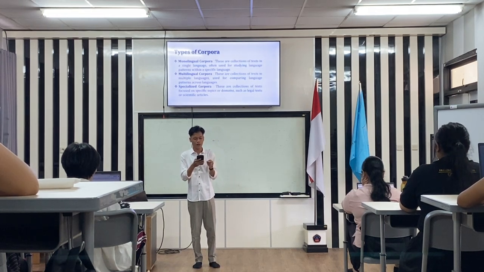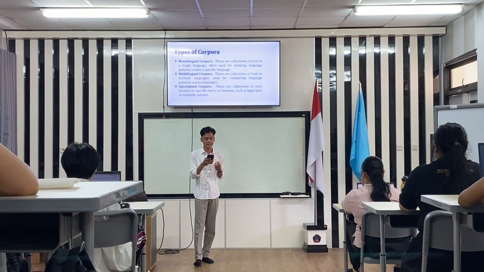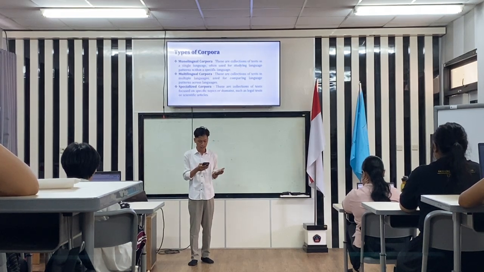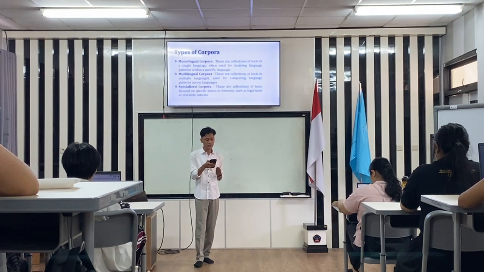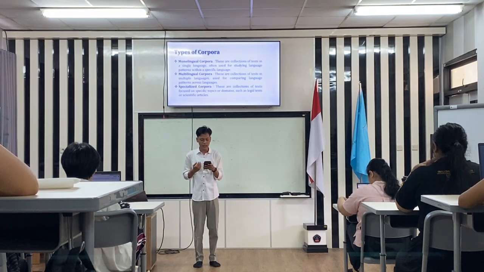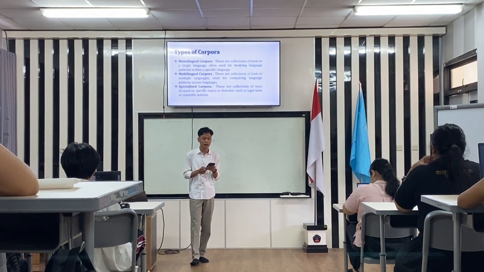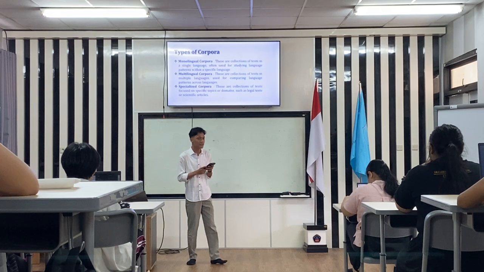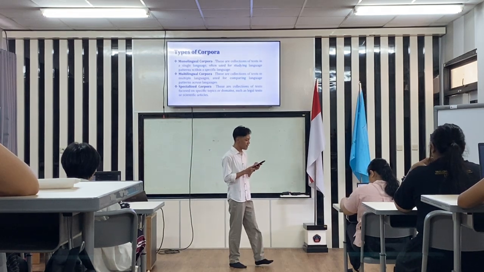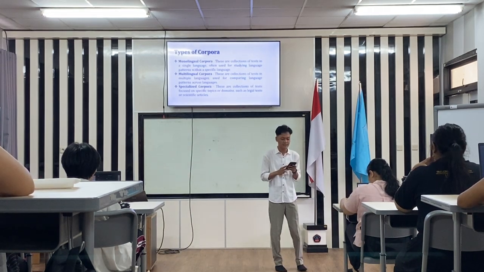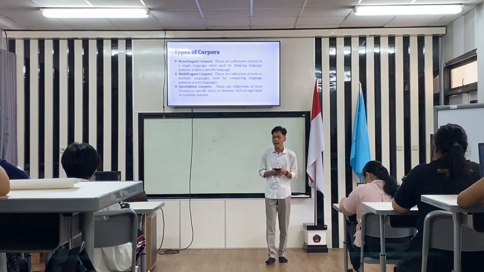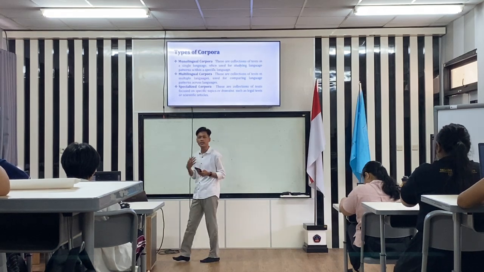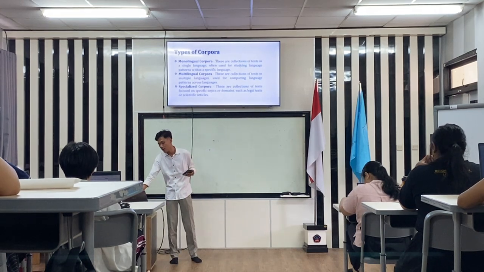These are collections of text in a single language, often used for studying language patterns within a specific language. And the second is multilingual corpora. These are collections of text in multiple languages used for comparing language patterns across languages. And the third is specialized corpora. These are collections of text focused on specific topics or domains, such as legal text or scientific articles. Those are the three types of corpora that we need to understand when we are learning corpus linguistics.